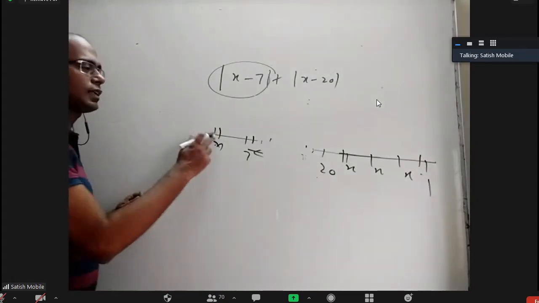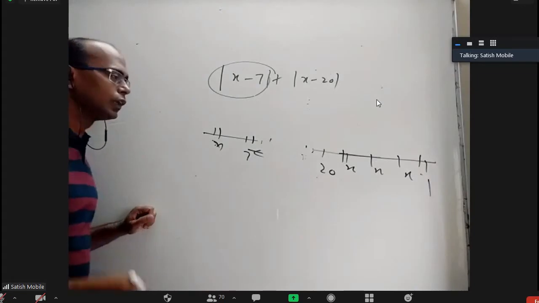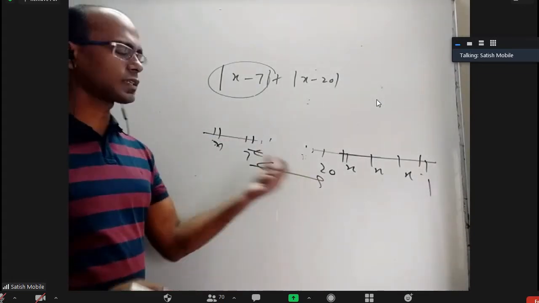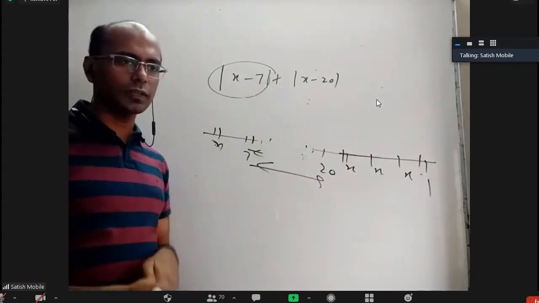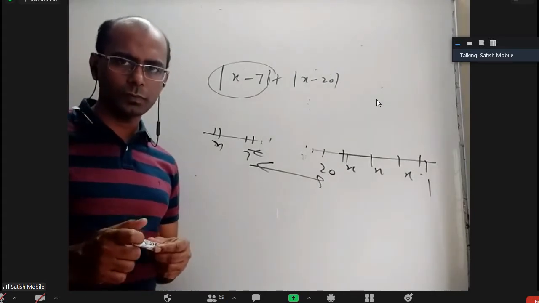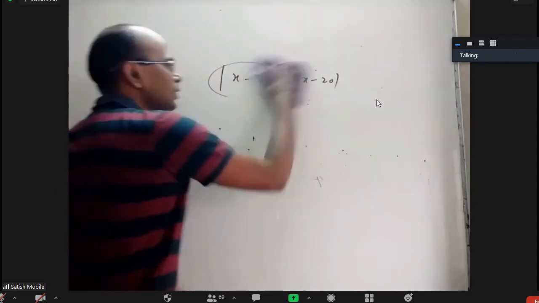And when x is here, this distance is more than 13. This is some value. When I add them, it will be more than 13. So you can easily see, as long as x lies between these two, the sum of the two distances is 13. As long as x goes outside, this plus this is more than 13. So least value is 13. Is it correct? Yes, sir. So we could answer just like that.